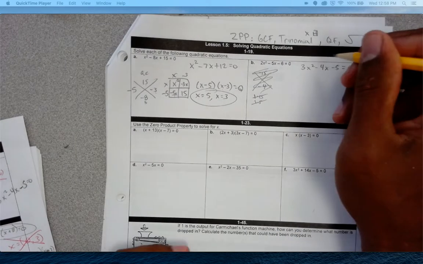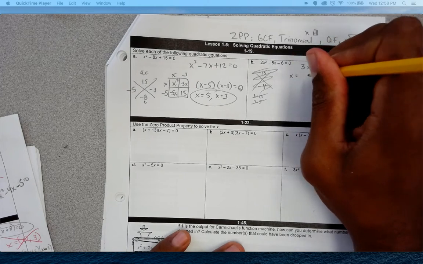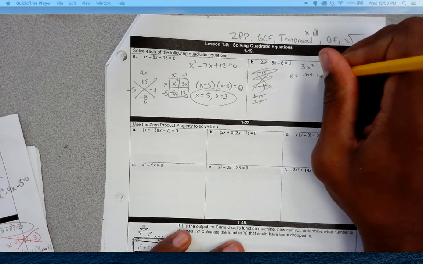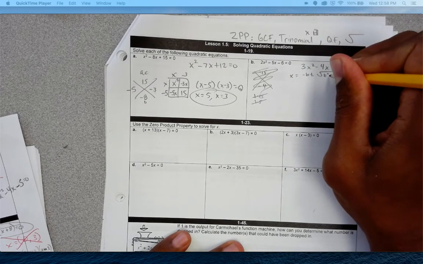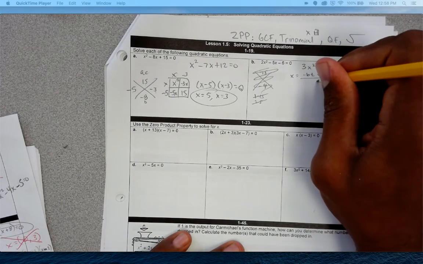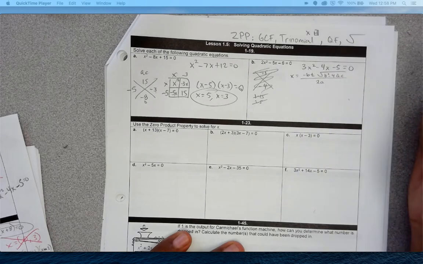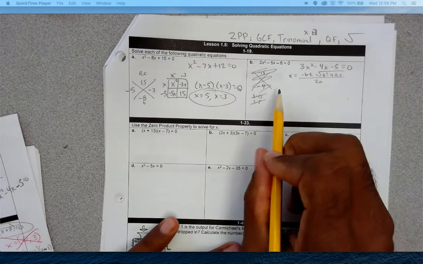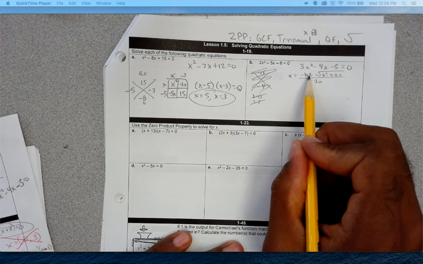Okay, so quadratic formula, remember it's x equals -b plus and minus the square root of b squared minus 4 times a times c, all of that over 2 times a. Okay, so now all we got to do is just plug in those coefficients.